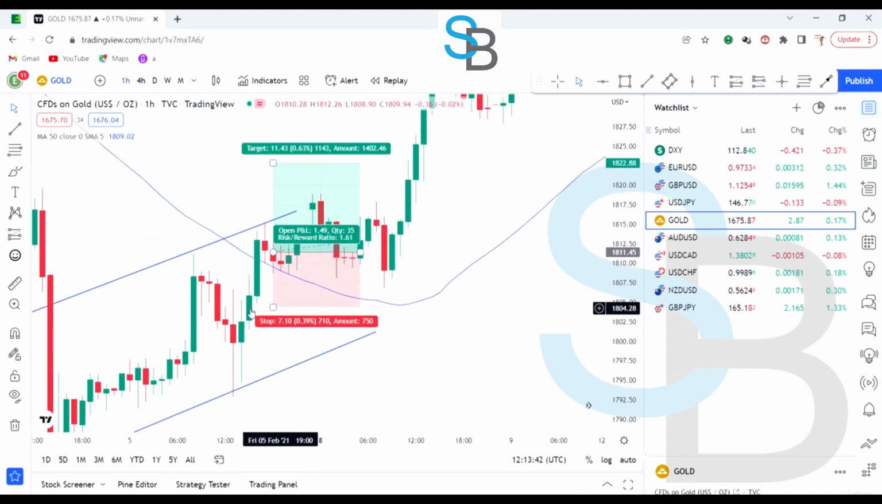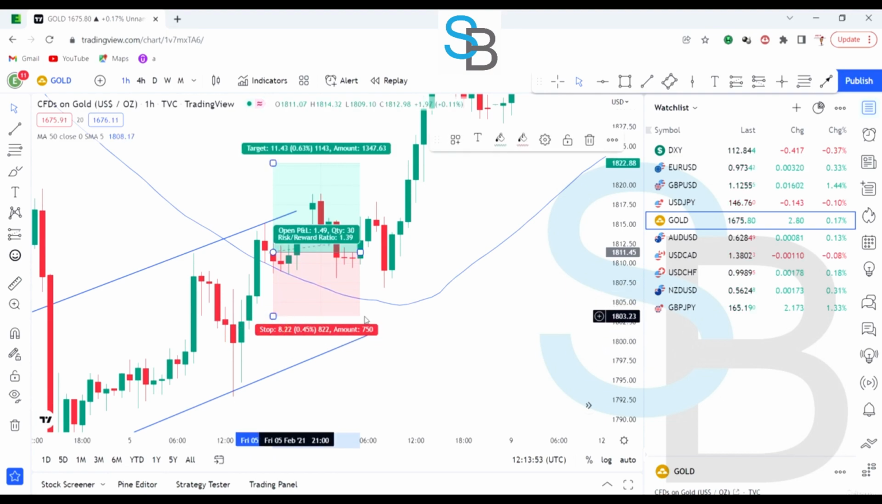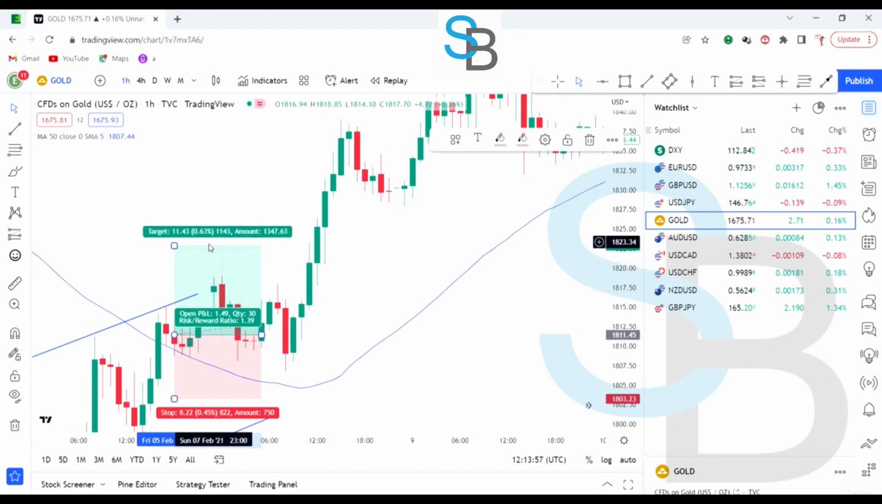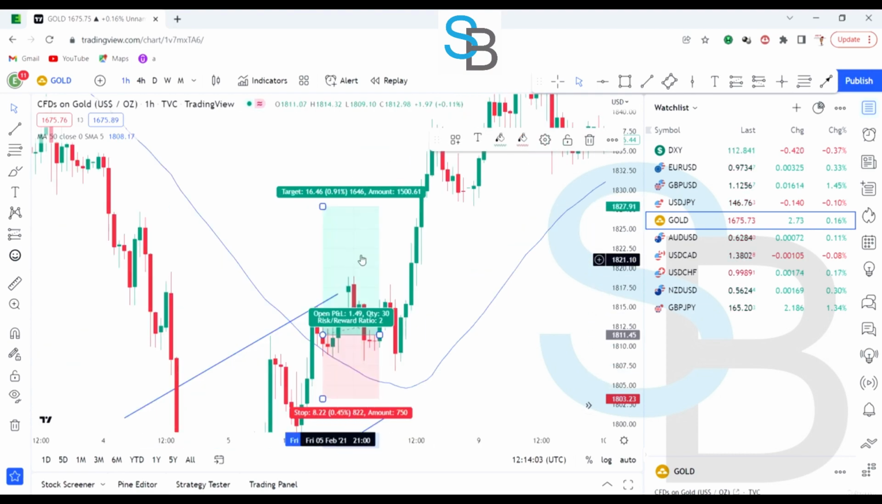So our stop loss level should be somewhere around here, or maybe here. Remember we have a resistance level here. So just place our stop loss around here, and then for the risk to reward ratio, we can make this 2. As you can see, we have a 2 risk to reward ratio, right?